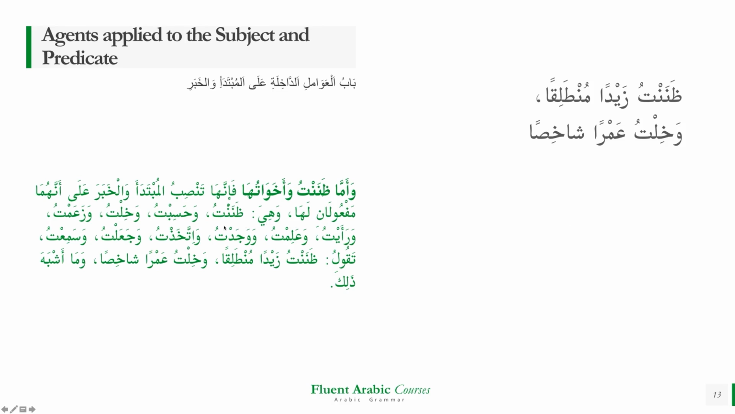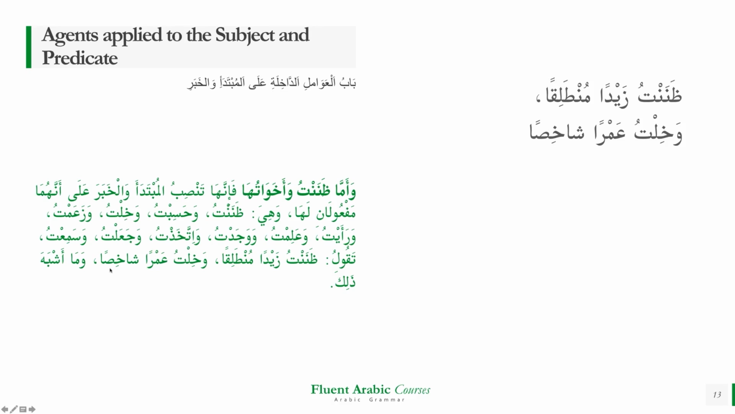Let's look at dhanantu and its sisters first. وَهِيَ ظَنَنْتُ وَحَسِبْتُ وَخِلْتُ وَزَعَمْتُ وَرَأَيْتُ وَعَلِمْتُ وَوَجَدْتُ وَاتَّخَذْتُ وَجَعَلْتُ وَسَمِعْتُ. An example is ظننت زيدا منطلقا. So here ظننت means I thought. زيدا, the first, the ism of ظننت, is a maf'ul, an object of ظننت. منطلقا is the second object and it is also the khabar. So both of these take nasab. So here the sentence means I thought Zaid is going.